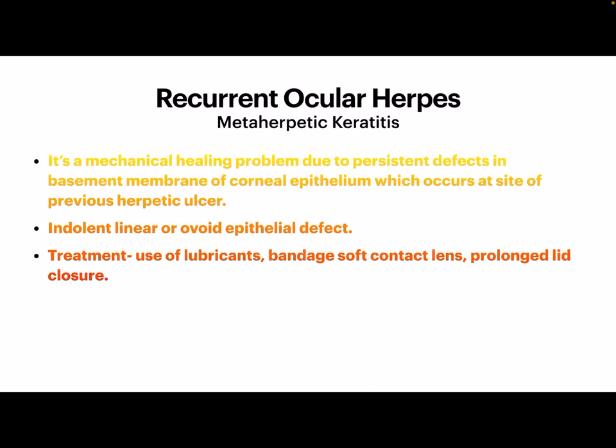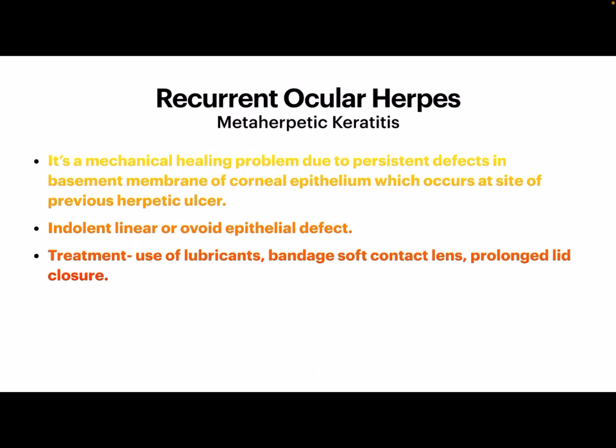Then next is the metaherpetic part of recurrent ocular herpes. Now this is a mechanical healing problem that occurs due to persistent defects in the basement membrane of corneal epithelium, which occurs at the site of a previous herpetic ulcer. So the herpetic ulcer is there and then there is a healing problem, that is metaherpetic keratitis. So there will be an indolent linear or ovoid epithelial defect. And now the treatment is very supportive over here. It aims to cause healing of the ulcer.